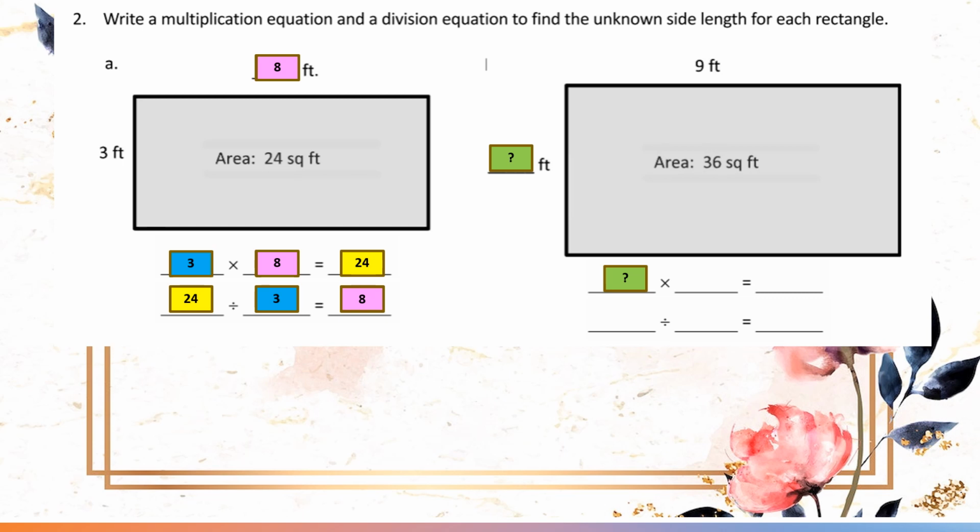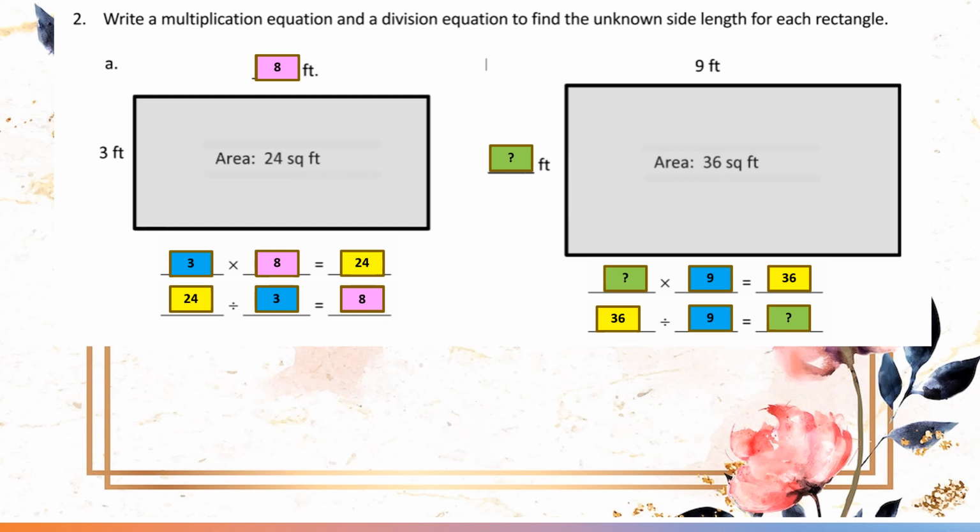So we don't know our length, so we're going to keep that blank. Our width is 9 feet, so we're going to write a 9 there. And our area is 36 square feet, so we can write 36 in that last blank. So our multiplication equation reads as our unknown number times 9 equals our area of 36. Now we can also write this as a division equation, and we write that as 36 divided by 9 would give us our unknown length.